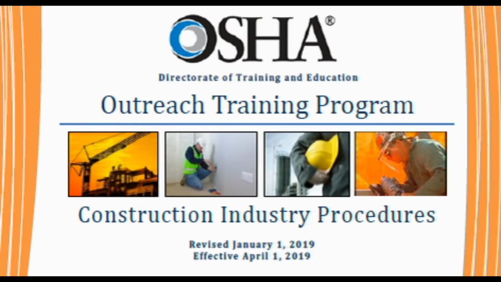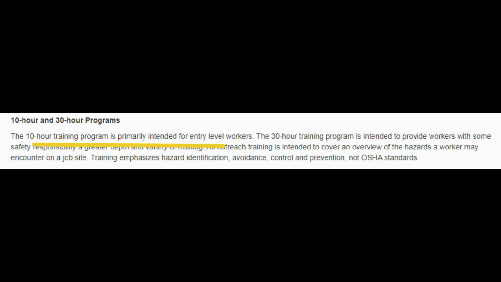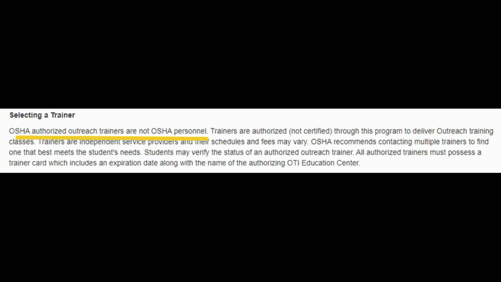OSHA put out an Outreach Training Program, Construction Industry Procedures document. The big highlights: the 10-hour training program is intended for entry-level workers. Authorized outreach trainers are not OSHA employees. Trainers are authorized for this program to deliver outreach training. All OSHA authorized trainers must possess a trainer card, including an expiration date.